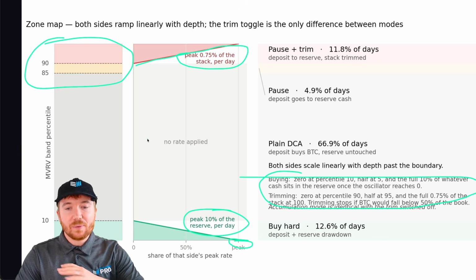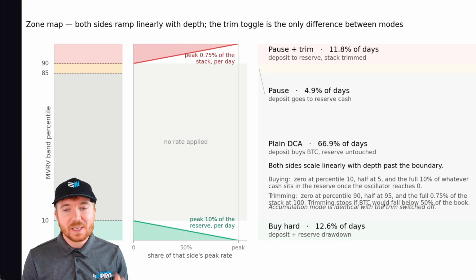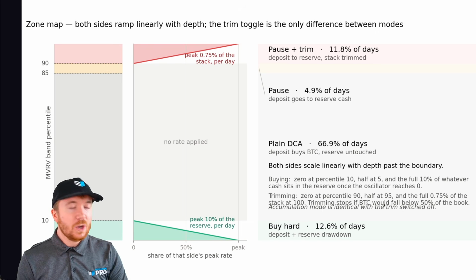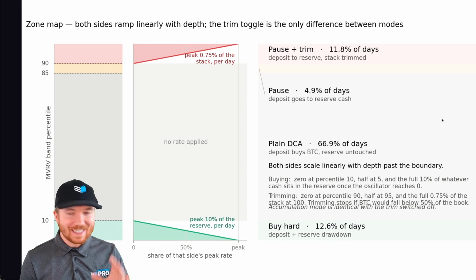So we're also putting a floor in of 50%. You can see here, trimming stops if BTC would fall 50%. We always want half of our invested capital in BTC. Okay. That's the logic. Now, does it work?